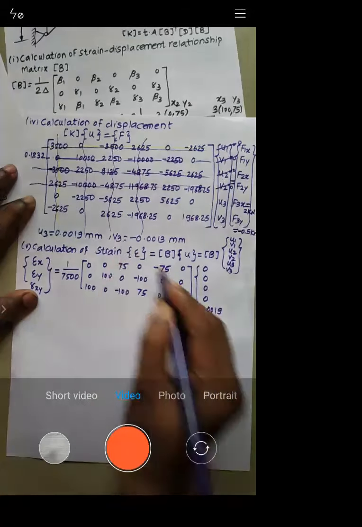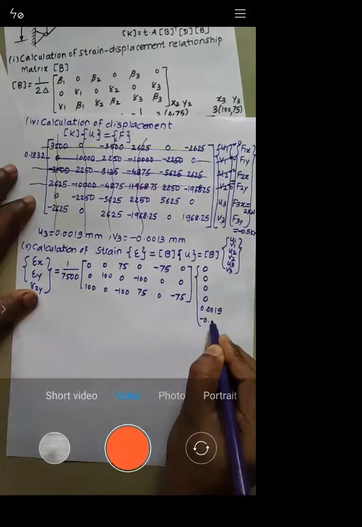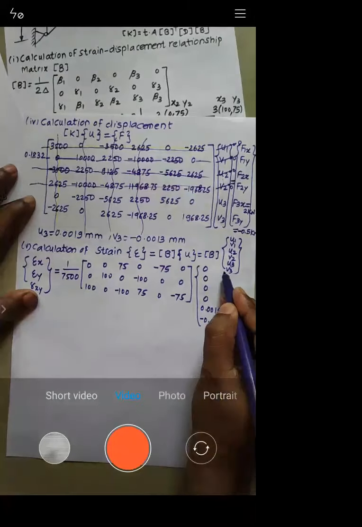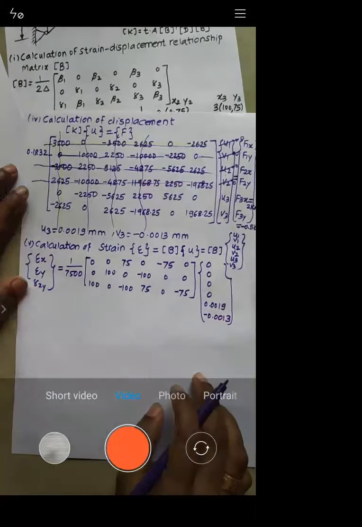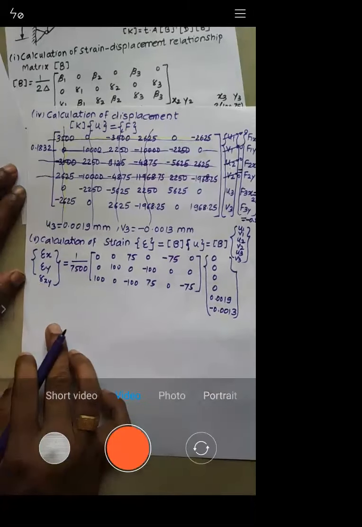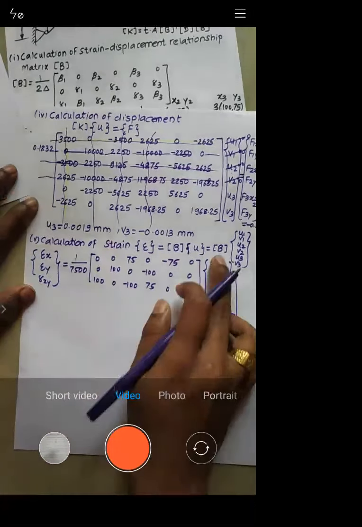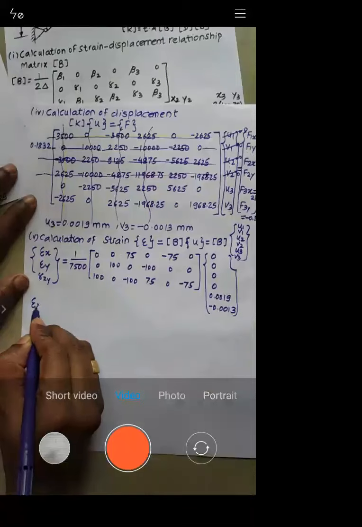0.0019. What V3 you have calculated? Minus 0.0013, right? Yes or no? So can you do the calculation now? Okay, so this row into this column. So how will you calculate Ex?